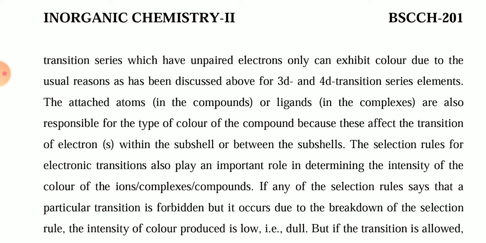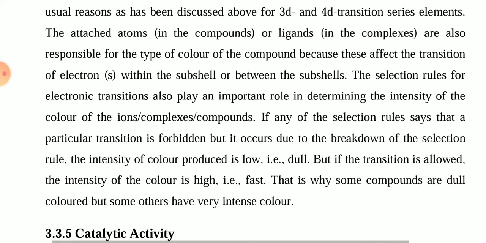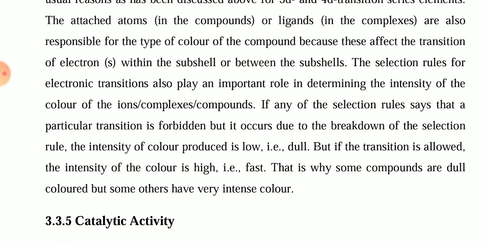The selection rule for electron transition also plays an important role in determining the intensity of the color of the ion, complex or compound. If the selection rules say that a particular transition is forbidden, but it occurs due to the breakdown of the selection rule, the intensity of the color produced is low.